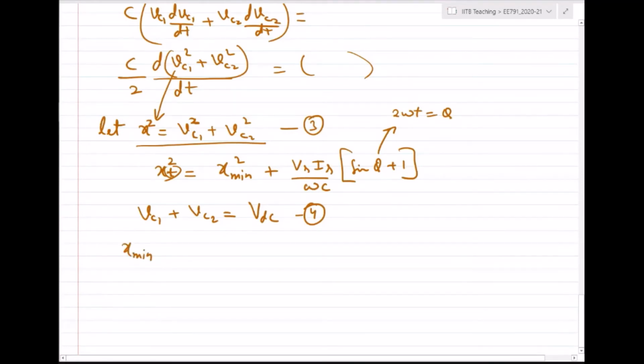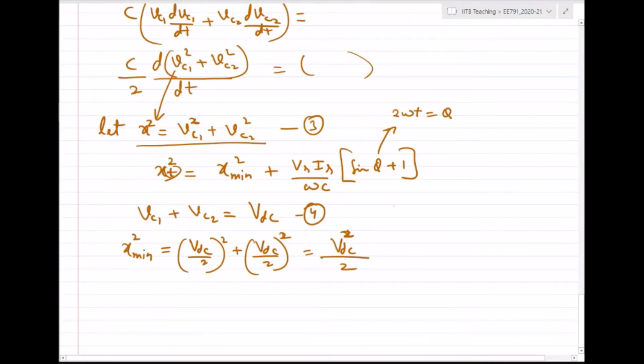you can substitute VC2, find the derivative, set it equal to 0, and so on. What you will get is that the x min value is achieved when both VC1 and VC2 are equal to VDC by 2. That means the square of x min will be equal to VDC by 2 square plus VDC by 2 square, which is equal to VDC square by 2. This is the value of x min square.